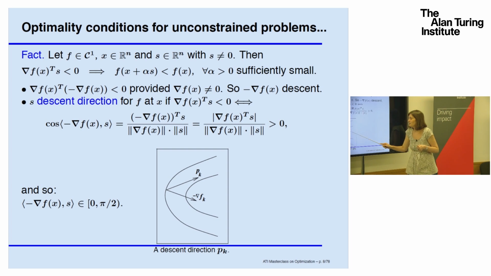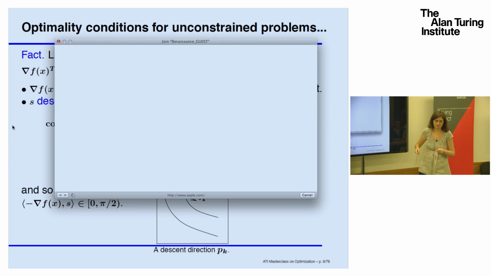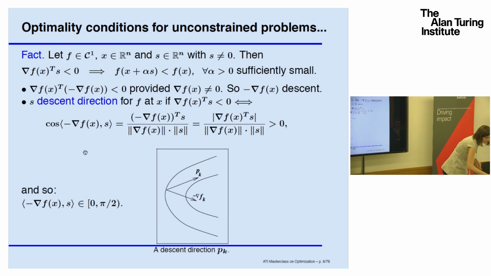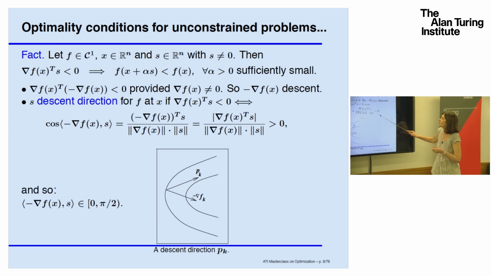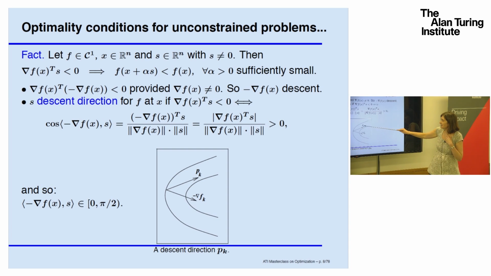So let's look here at this very schematic drawing. Here I have some contours of my function. I plot my contours in a 2D plane. The minimizer is somewhere here. The negative gradient is pointing to that minimizer. And any direction pk that forms an acute angle, an angle less than 90 degrees with this, will also point in a similar direction.